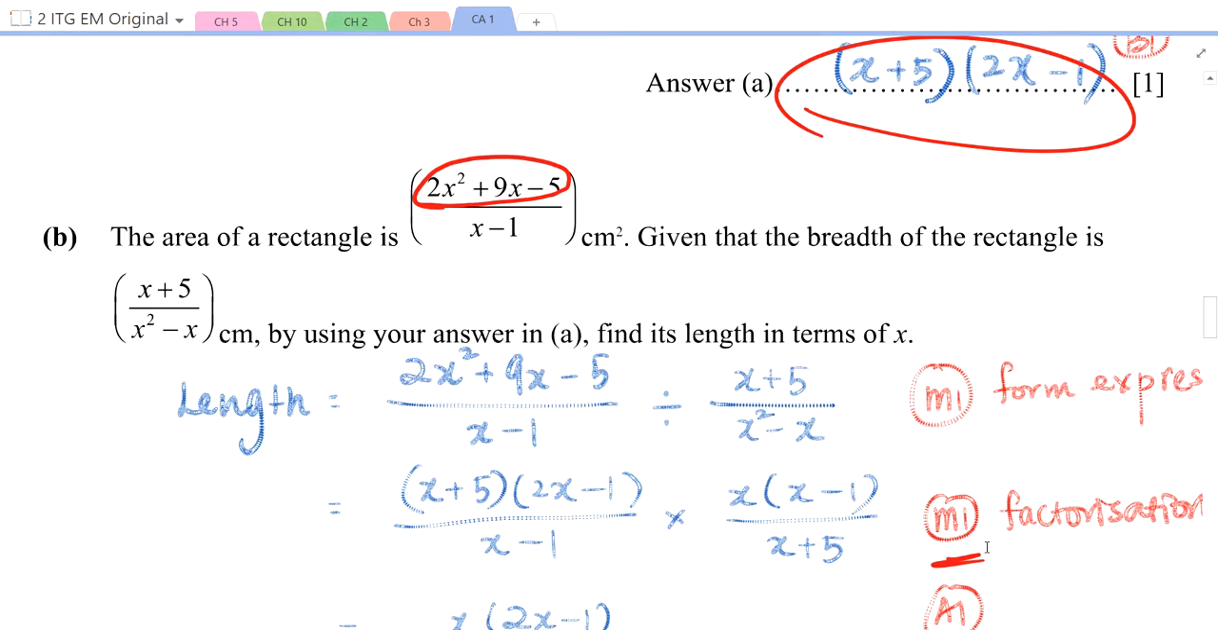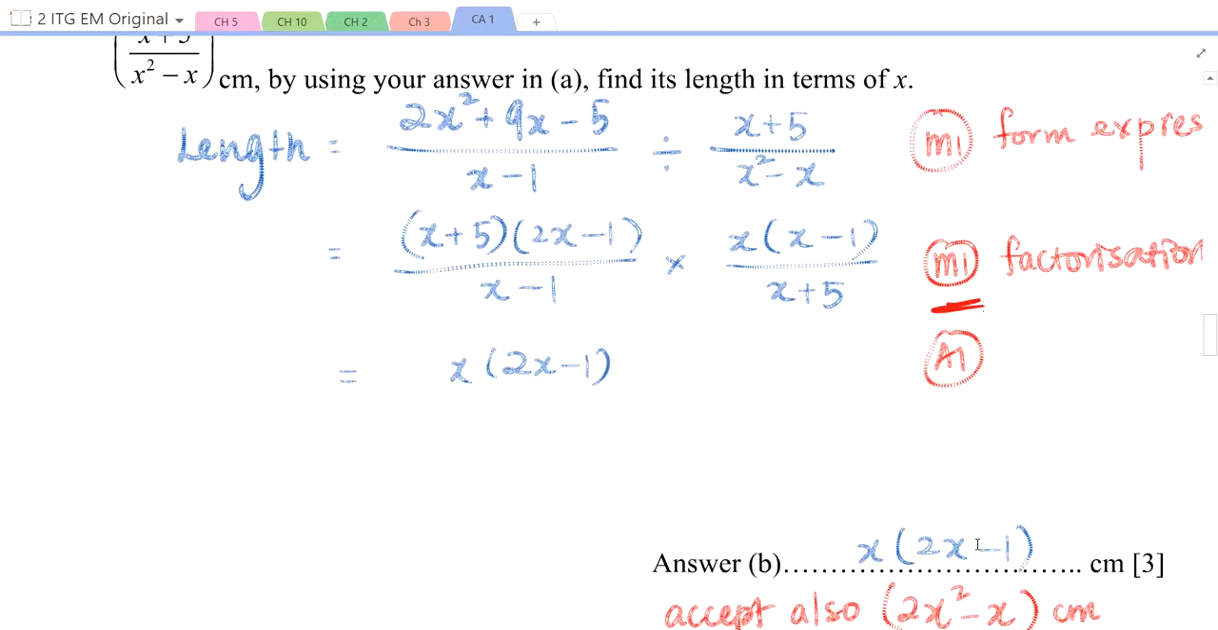Okay? And once you have this, it is just division. x plus 5, x plus 5. x minus 1, x minus 1. To give you x times 2x minus 1. Some of you chose to write it as 2x squared minus x. You also get full marks.